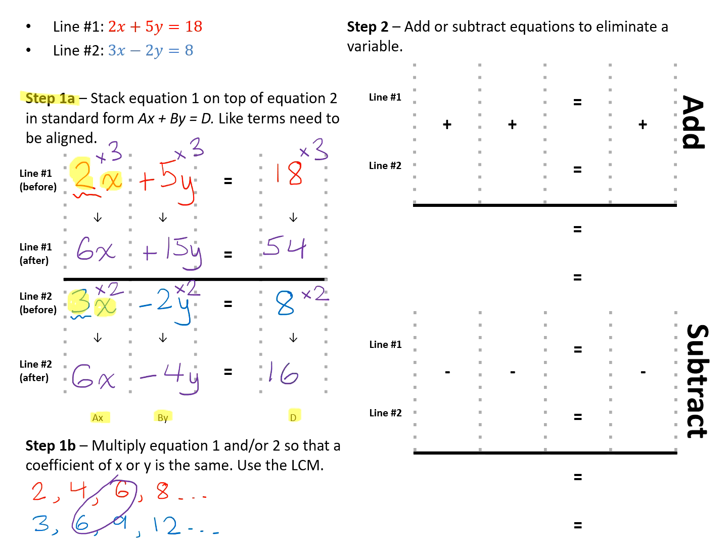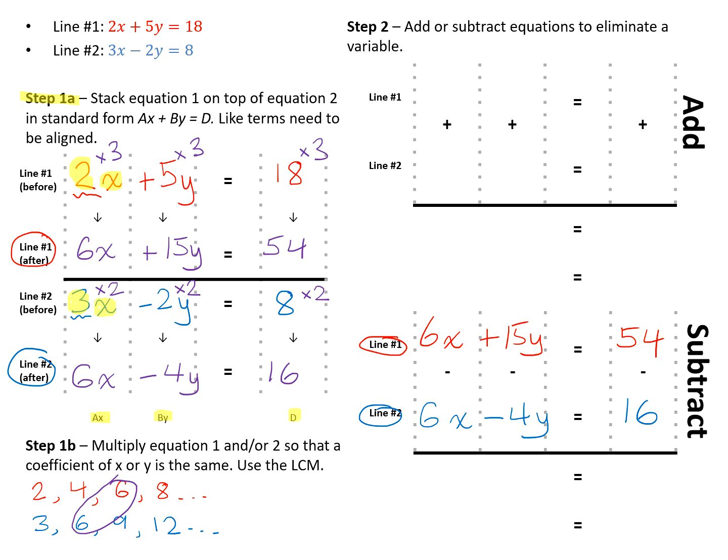At this point, we can either add or subtract these equations to eliminate a variable. I'm going to subtract these equations. Let's copy our red equation right over here. Afterwards, let's copy our blue equation right over here. If I do 6x subtract 6x, that just becomes 0x, which means it cancels out and it gets eliminated. Next, I'm going to go positive 15y subtract negative 4y.